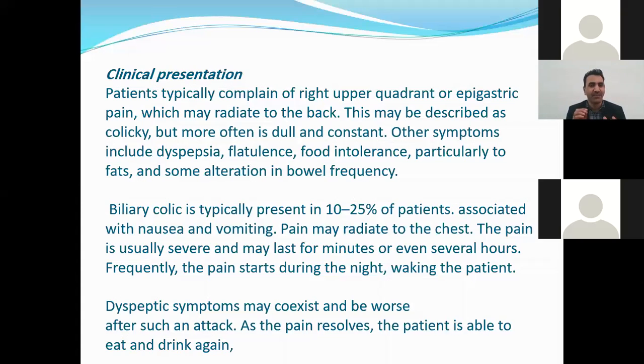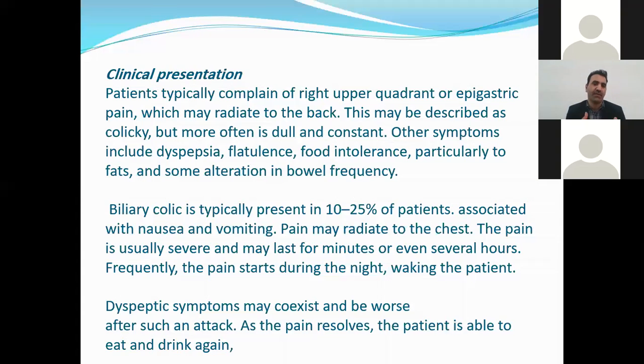So any patient with biliary colic should have an ECG because there is a similarity between MI and biliary colic or the pain of acute cholecystitis. The pain is usually severe and may last for minutes or even several hours. Frequently, the pain starts during the night, waking the patient from sleep.